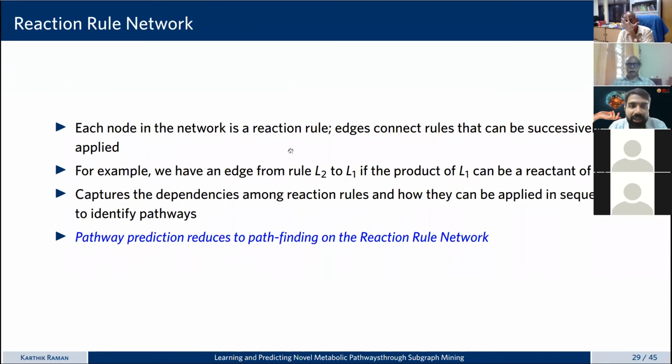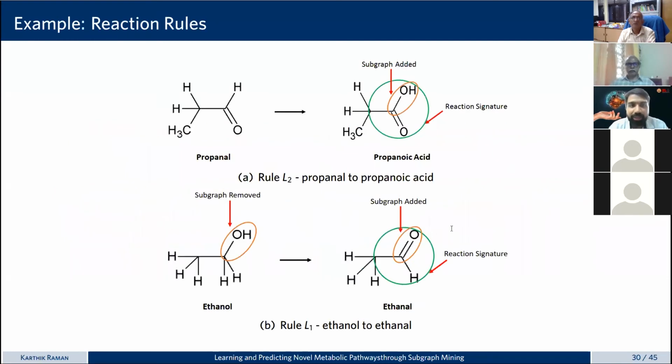So each node in the network is a reaction rule, and edges connect rules that can be successively applied. So for example, if you have an edge from rule L2 to L1, the product of the rule L1 can be a reactant, and you successively apply them. And finally, the pathway prediction reduces to path finding on this network. So another example will make it clearer.